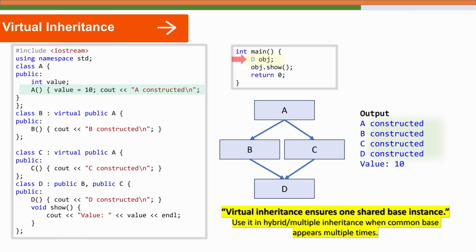When you create an object D obj, number one, the virtual base class A is constructed first, and the A constructed message is printed. Then the B constructor runs and the B constructed message is displayed. Then the C constructor runs and the C constructed message is displayed. And finally the D constructor runs and the D constructed message is displayed on the screen. So why is A constructed first? Because virtual base classes are constructed by the most derived class. Even though B and C inherit A, they do not control its construction anymore. So D is responsible.